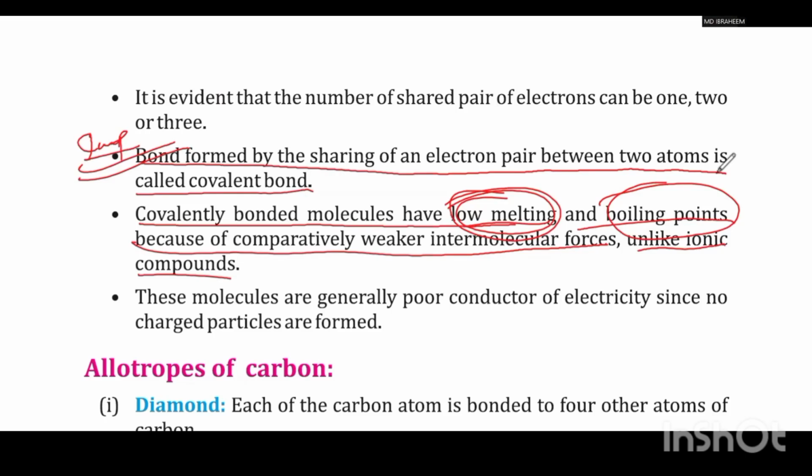Another important point: ionic compounds, as the word itself indicates, have ions. If there are ions like H plus, Cl minus, these ions will be responsible for the conductivity of the liquid solution in which they are present. But the compounds of carbon form covalent compounds, so they are poor conductors of electricity.